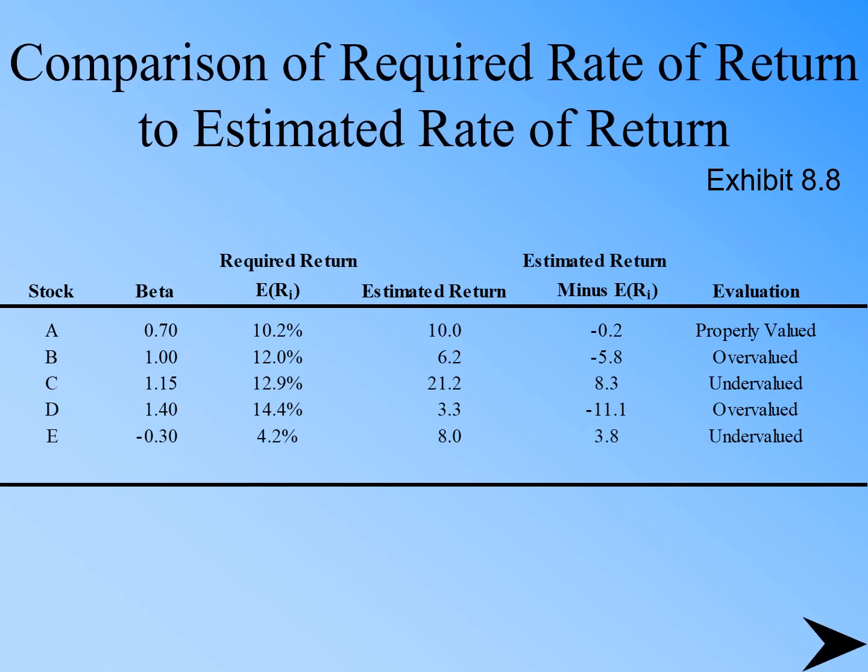So here we compare the required rate of return with the estimated rate of return of stock A, B, C, D, and E, and we find that stock A is properly valued and stock B is overvalued, negative 5.8%. Stock C is undervalued, 8.3%. We simply subtract the required rate of return from the estimated return. Then stock D is overvalued and stock E is undervalued.